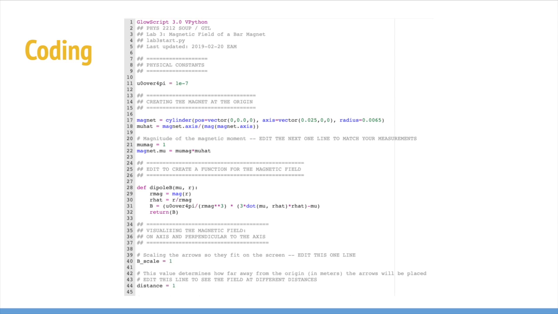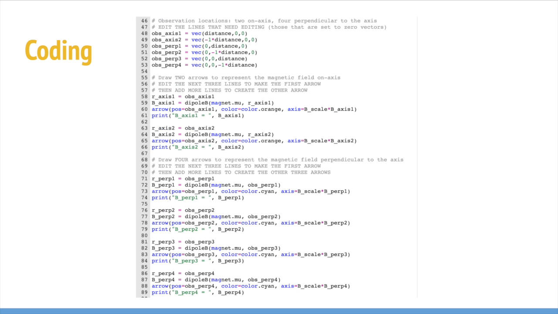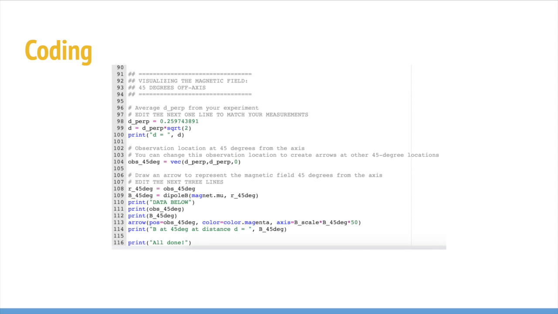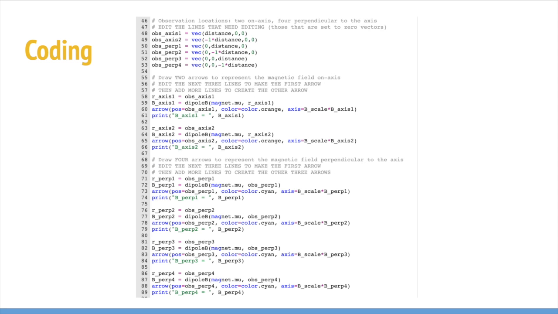For the coding portion, we first inputted the physics constants and then created the magnet at the origin. After that, we created a function to measure the magnetic field, and we visualized the magnetic field using on and off axis arrows, as well as a 45-degree angle arrow. And these are shown over here, as you can see with the arrow function.